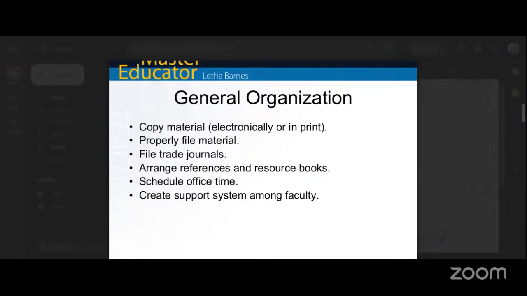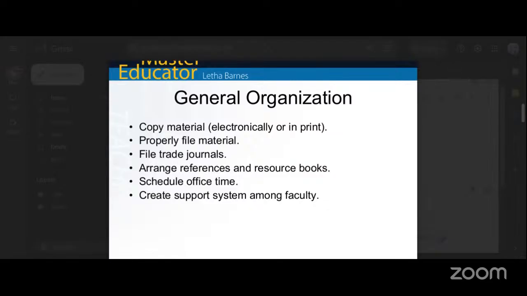Properly filed material, when you put things in its rightful place. Okay, a student file should be that of a student file. Things that need to go in there from a teacher aspect and from an admin aspect are two totally different things. Okay, file trade journals. Trade journals to us will also include magazines, videos, things of that nature. All right. Once they have expired, we know we need to let them go. Most of the time, we keep them for years and years and years.